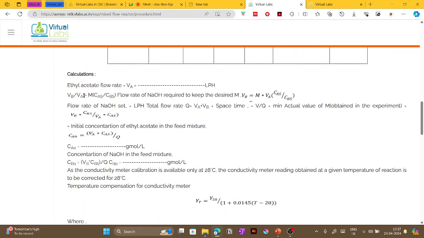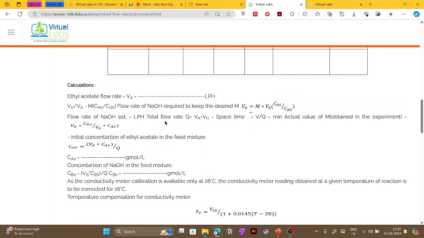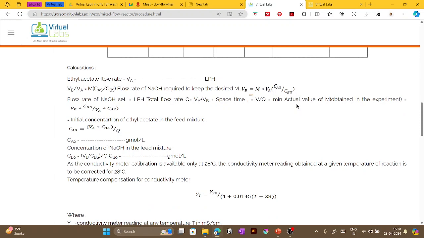So let's assume that initially you decide some flow rate of ethyl acetate, VA. Now we know that molar ratio m is given by CB into VB divided by CA into VA. So by rearranging it, you can decide the volumetric flow rate of B, or volumetric flow rate of NaOH required. It will be given by this equation. So for different values of A, we will calculate the volumetric flow rate of B required, and then we will plot it out using the calculation part.